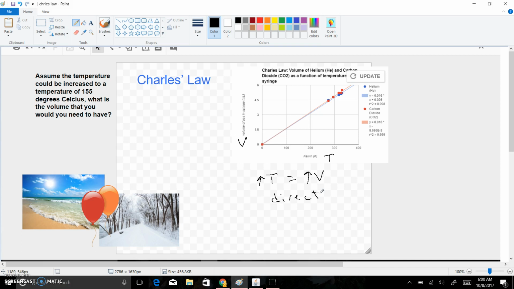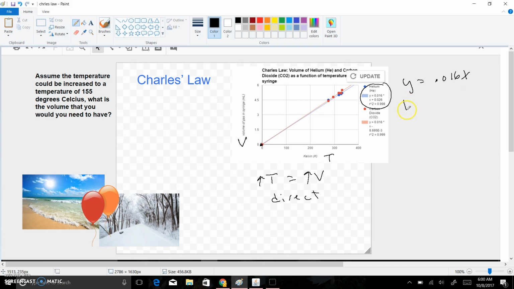So taking a look at our equation of the line, let's just look at helium, and then we'll talk about CO2 that's below it. Helium says y equals 0.016x plus 0.026. Now I'm going to disregard that 0.026 part, merely because if the temperature is 0, that should mean theoretically that the volume should be 0. We'll get back to that, theoretically speaking. So we've got y equals 0.016x.